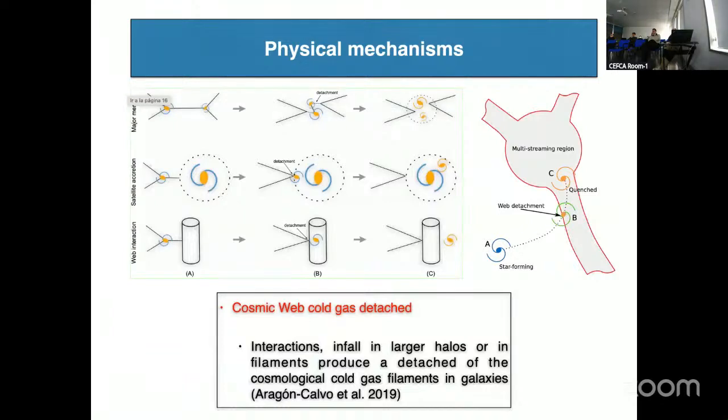Also, filaments are affecting this gas. Basically, this is a scenario proposed by Aragon Calvo et al., in which several interactions or the inflow of the galaxies into big halos or into the filaments produce a detachment of the cold gas, cosmological cold gas, from the galaxies, and this produces a quenching of the galaxies when they are moving from the voids, from the field, to the filament, and then go to the galaxy cluster. Okay.